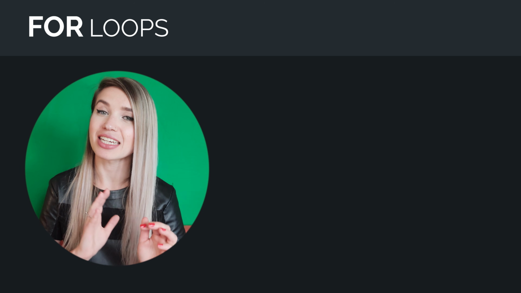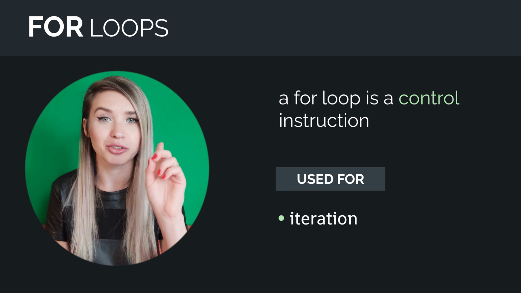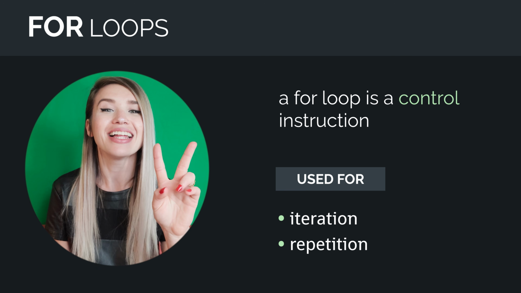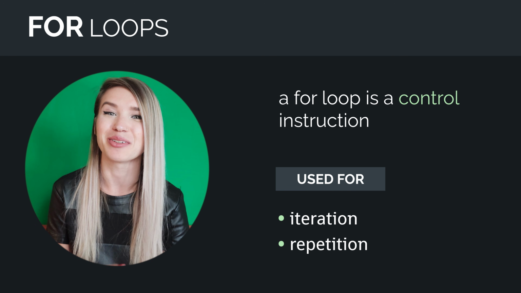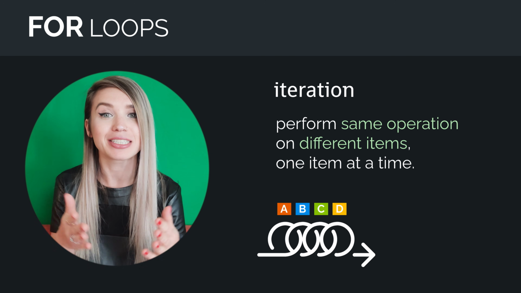A for loop is a control instruction which we use for two main purposes, iteration and repetition. Let me show you what I mean with an example. Iteration means performing the same action on different items.